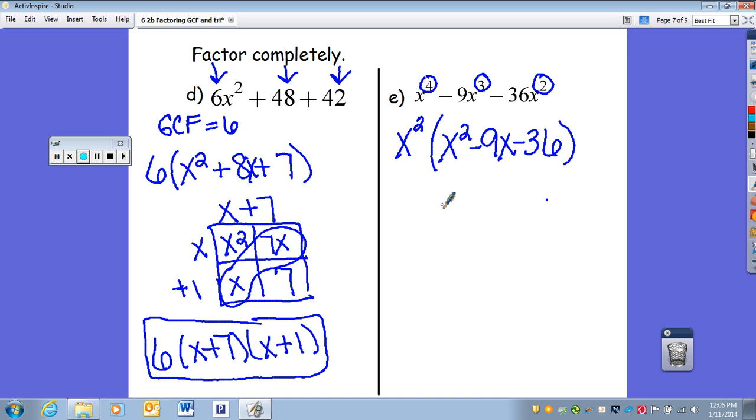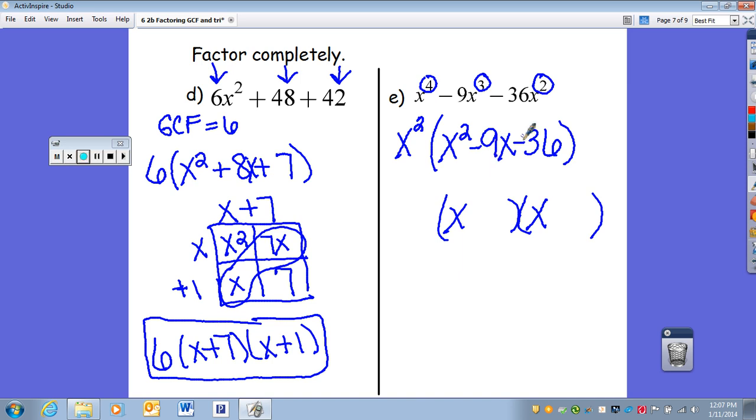Now what we want to do is we want to factor our trinomial inside. So we draw our two sets of parentheses using the reverse distribution method to practice. X times x is x squared. Now, what two numbers can I multiply together that give me negative 36, but when I add them together I get negative 9?